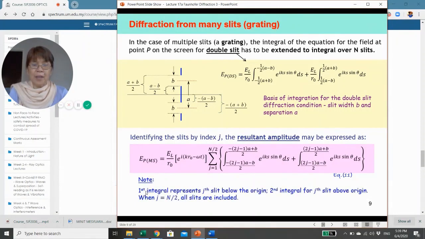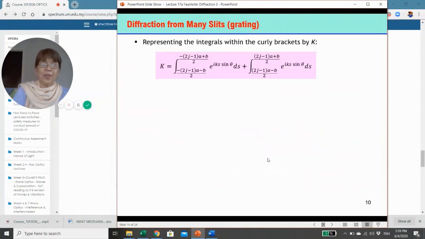And the first integral represents the jth slit, which is just below the origin. And the second integral here represents the jth slit above the origin. That's why we use n over 2, as I said just now.